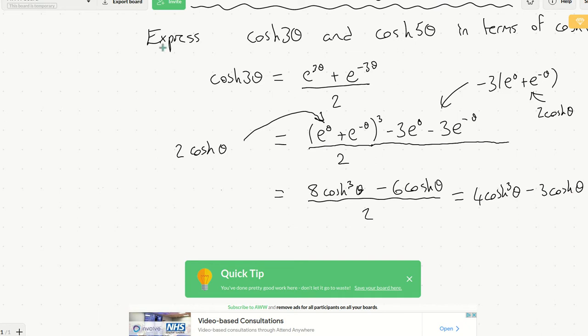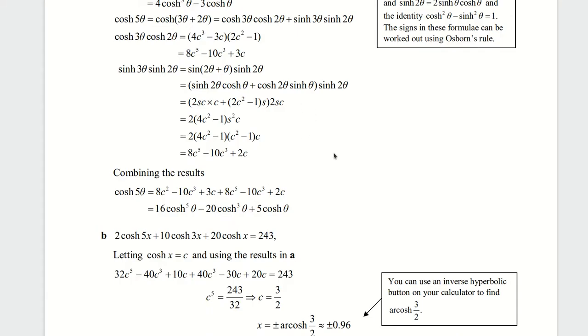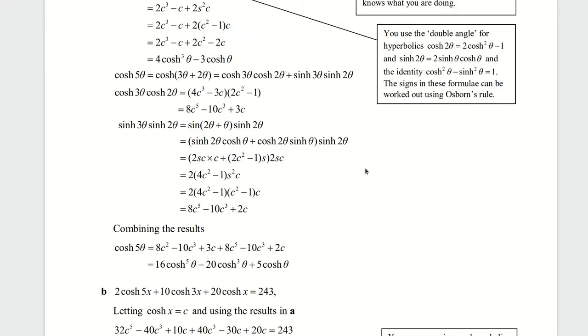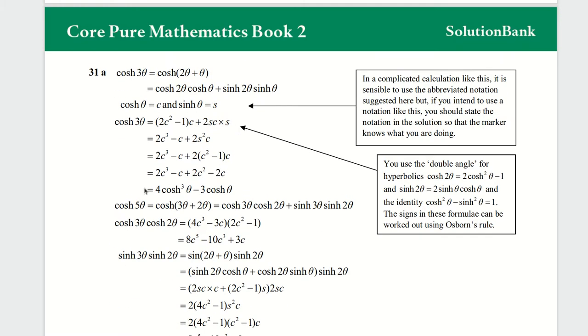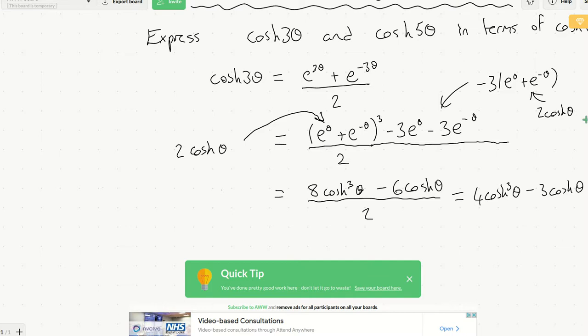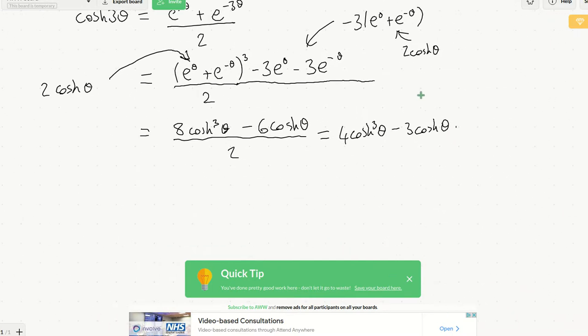You might like this approach, you might not. I think it's slightly quicker than what they've done up here. It doesn't take them too long to get to 4 cos cubed minus 3 cos, but I think it's probably slightly quicker, maybe. If you like it, great. If you don't, stick with their way of doing it. It's absolutely fine. Okay, then we've got cos 5 theta.